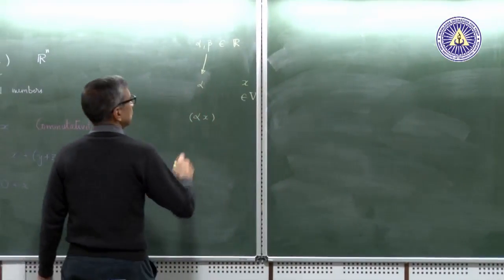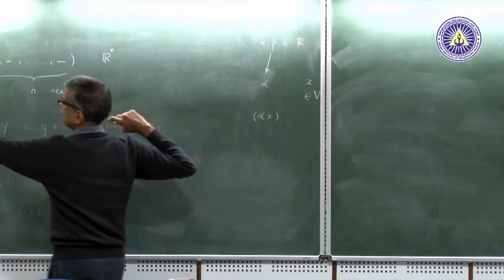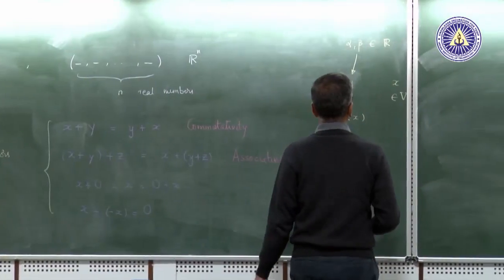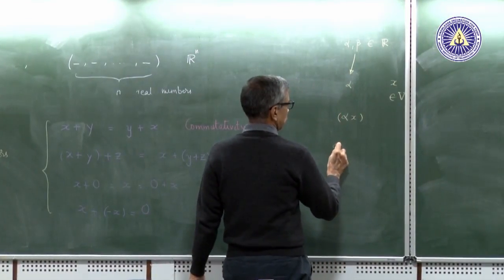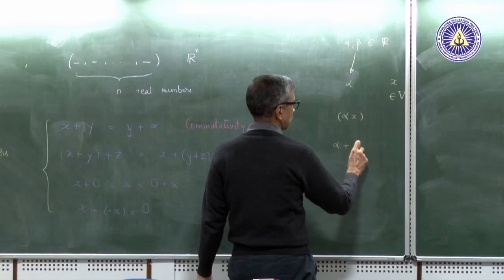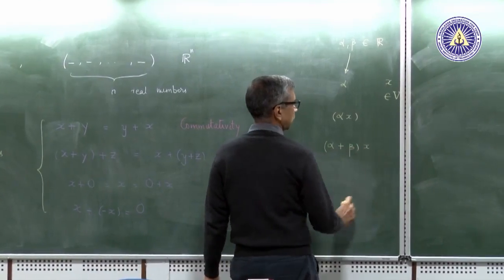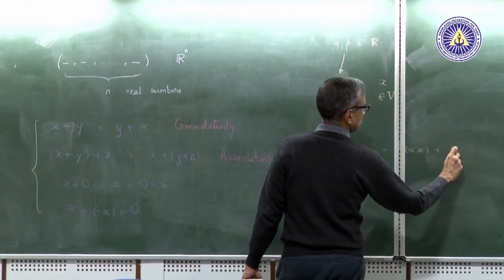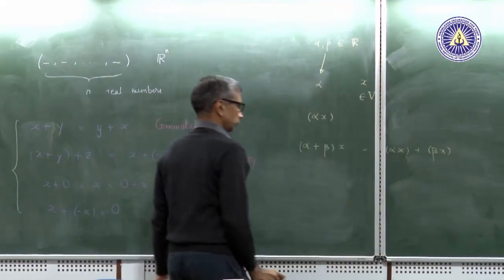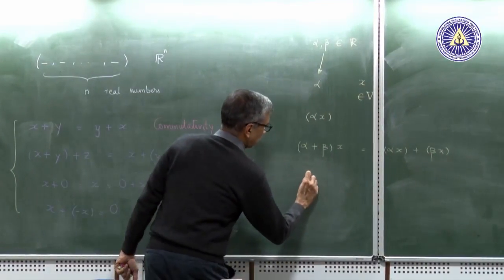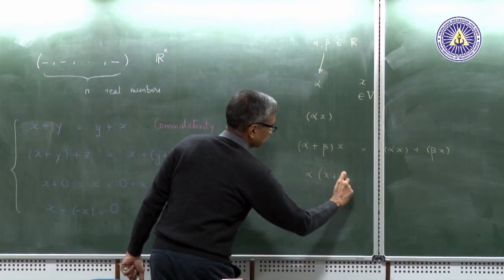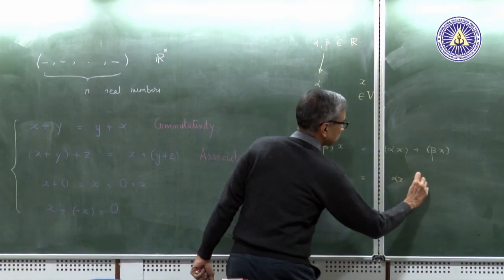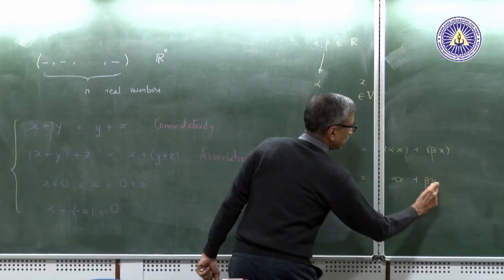Now, these members of the field have properties by themselves. So, I have properties such as this: alpha plus beta times x equals alpha x plus beta x, then alpha times x plus y is alpha x plus alpha y.